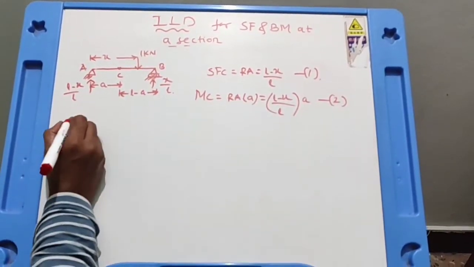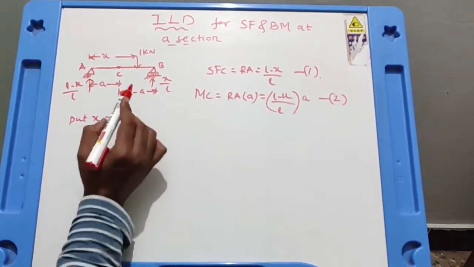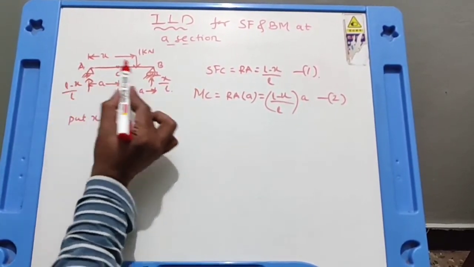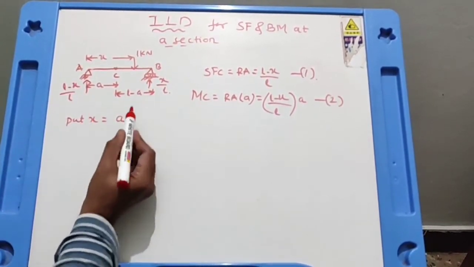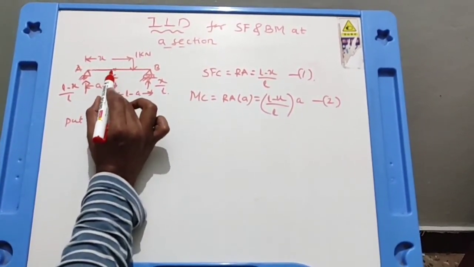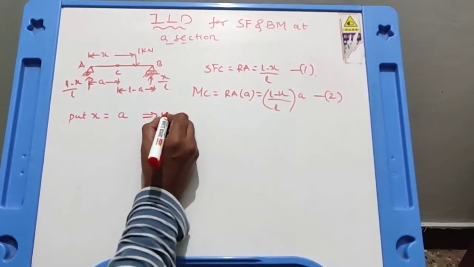Now let us put x equal to A. What is the limit? Lower limit is x is equal to A, upper limit is x is equal to L. We cannot go beyond the limit. We should substitute the limit from C to B only. Put x is equal to A. That means unit load at C.